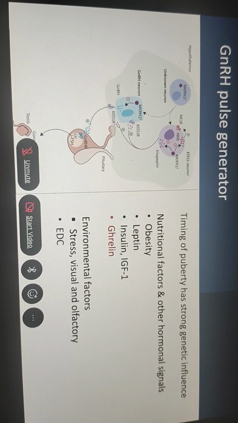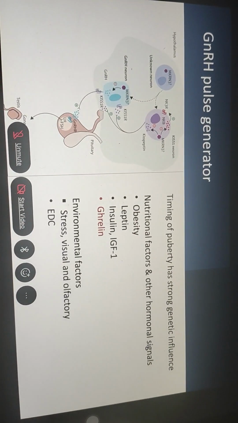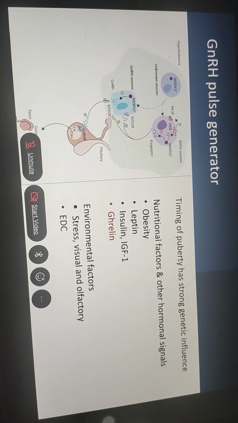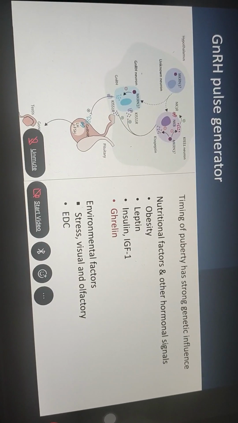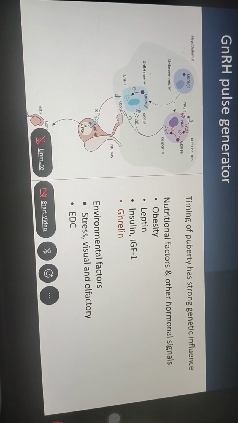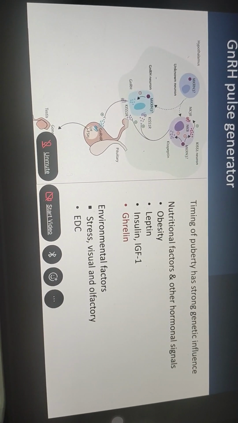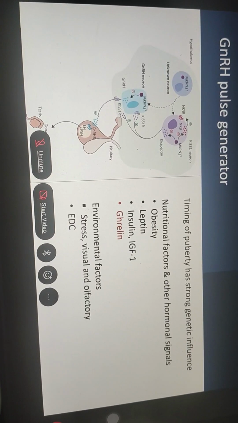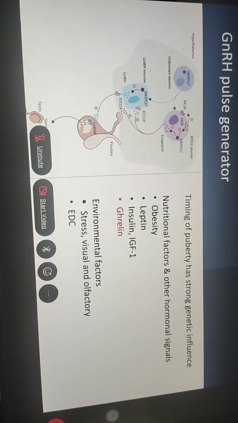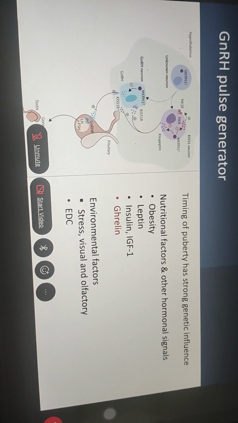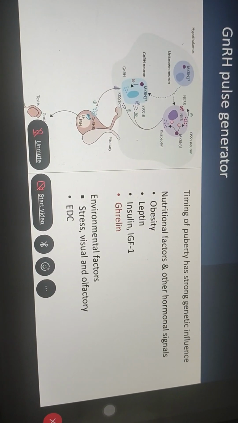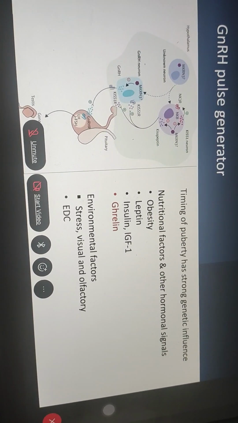In fact, the timing of puberty has a very strong genetic influence. So for children who come with delayed puberty, sometimes it can have a genetic predisposition, in that their parents had also attained puberty at a later stage. There are also certain nutritional and hormonal factors. Remember that nutrition plays an important role in the GnRH pulse regulator, because children who have undernutrition usually have delayed puberty, while in children who have obesity, the fat mass activates the GnRH pulse generator.